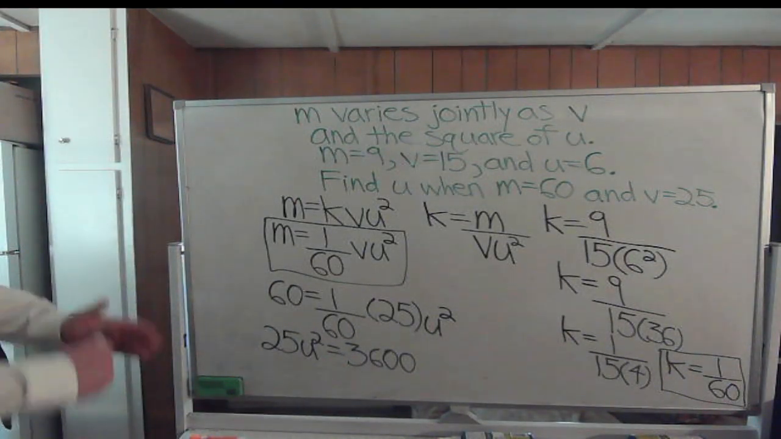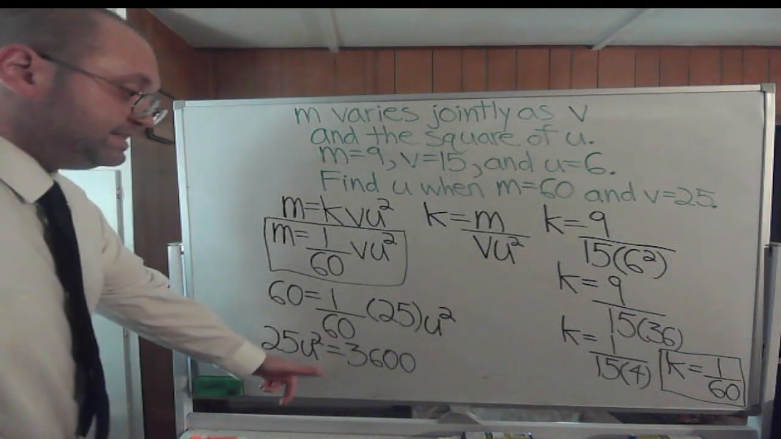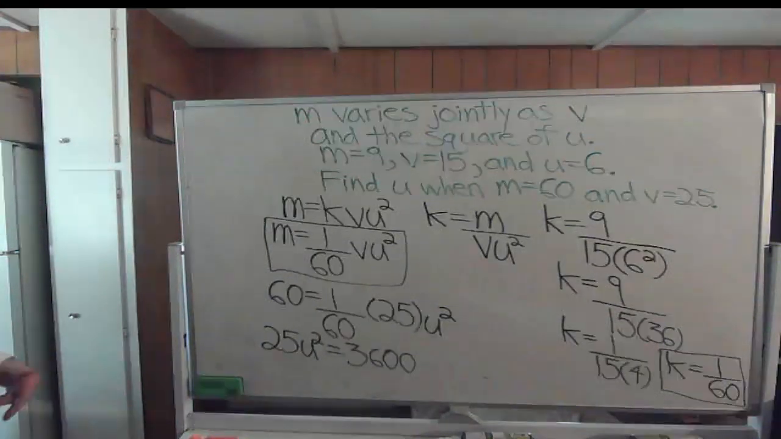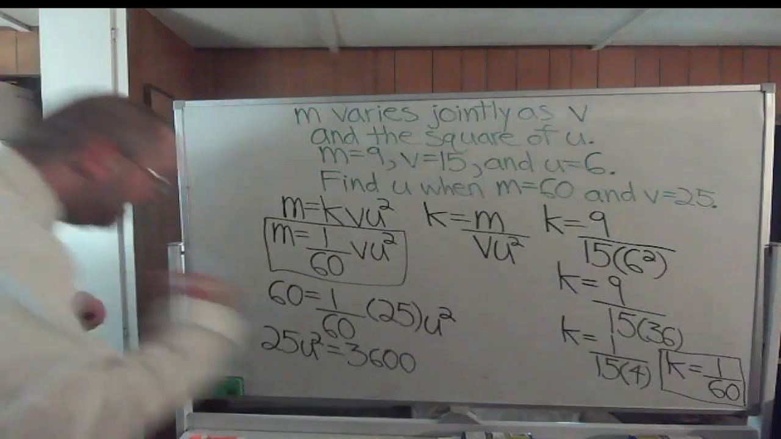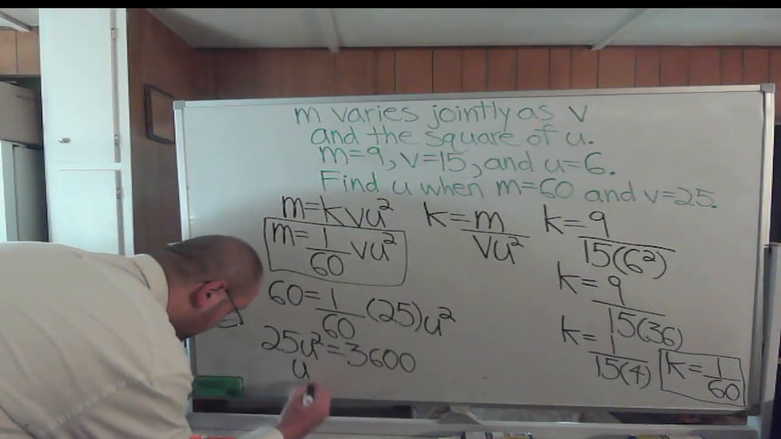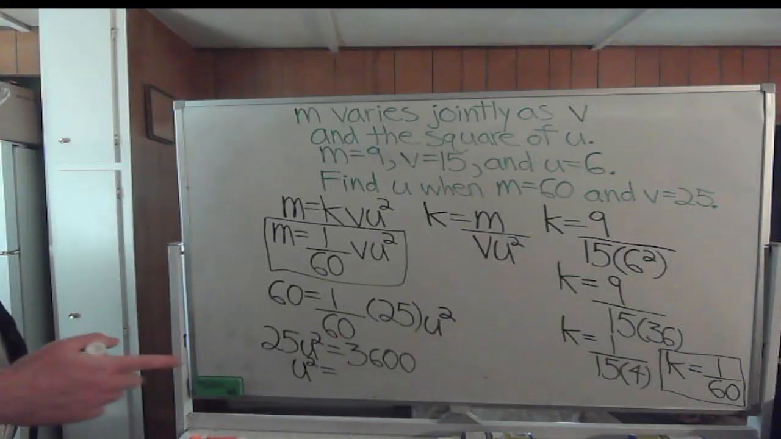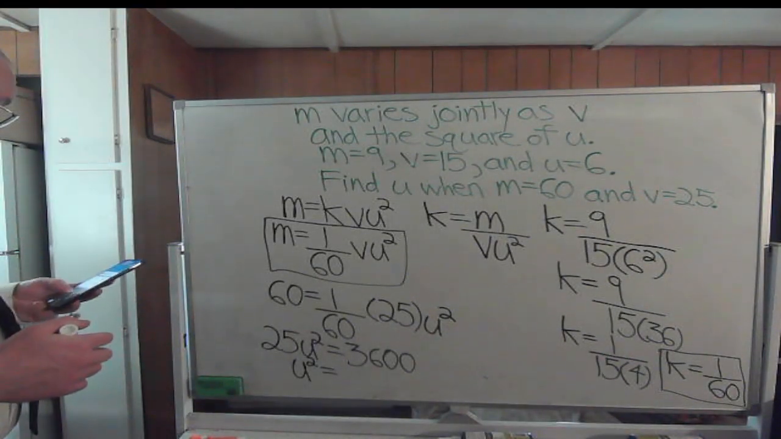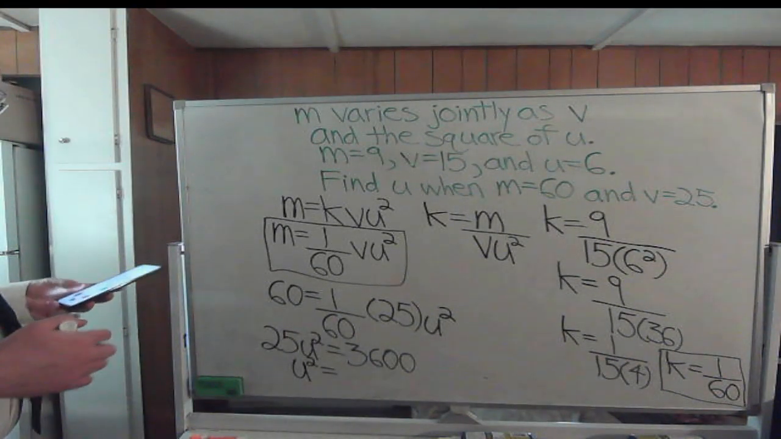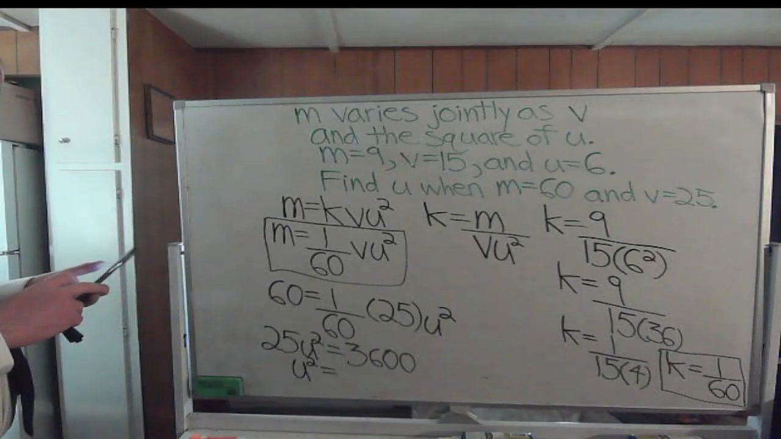Well, we want to get the u squared by itself, right? So that means you got to divide both sides by 25. You divide the left side by 25, you'll get u squared. That's going to be equal to the result of 3,600 divided by 25. So let's go ahead and do that.